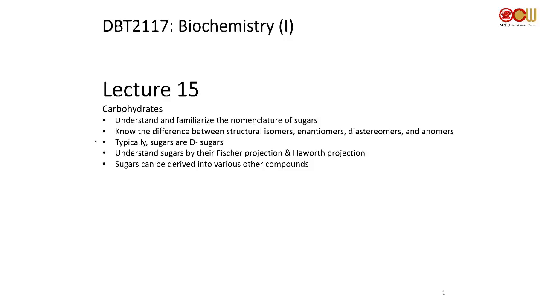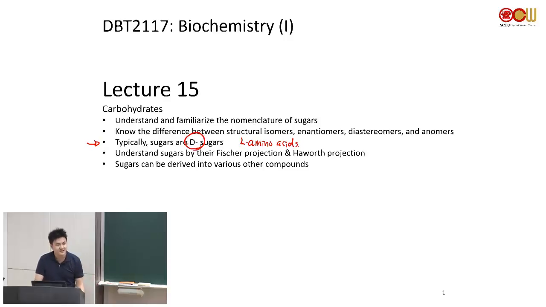And this is very important. Typically, sugars are D sugars, okay? Remember, we have L amino acids and D sugars. Just always memorize that. The most abundant natural amino acids are L amino acids, and then sugars are D sugars. And I want you guys to be able to understand sugars by their Fischer projection and Haworth projection. So two types of structures that we use to visualize sugar molecules. And then lastly, we'll show you how sugars can be derived into various other compounds.